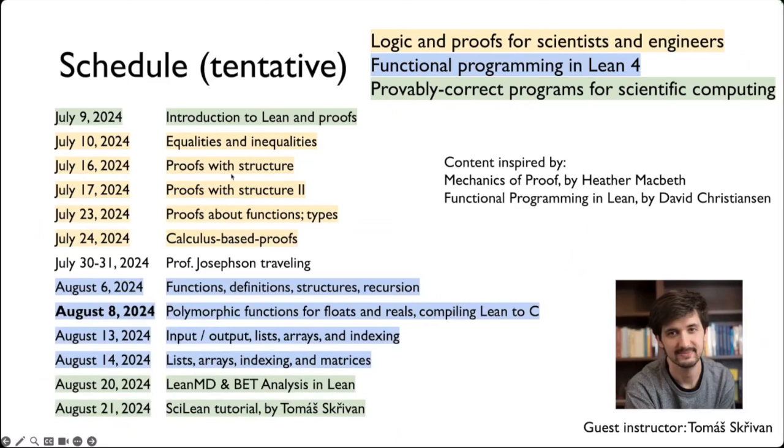This is Proofs with Structure, content heavily inspired by Mechanics of Proof by Heather Macbeth. So you will find the links for that. You can find it online, and I highly encourage it. We will only be touching the techniques used and featured in this textbook lightly here and connecting it to science and engineering. Go and get practice by working on the examples and exercises and extra problems they have in that textbook.